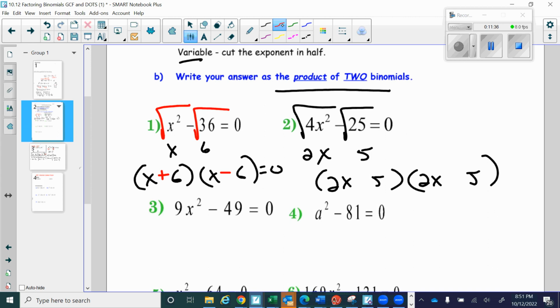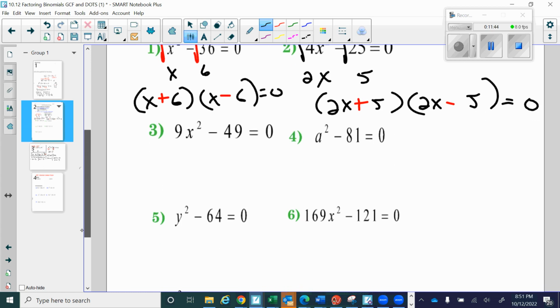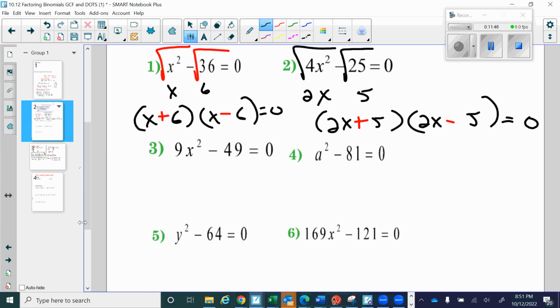Not going to do all of them, right? I think you kind of get the picture. Let's do number 6. I'm going to do number 6 and number 7. So number 6, okay, let's do this one here.